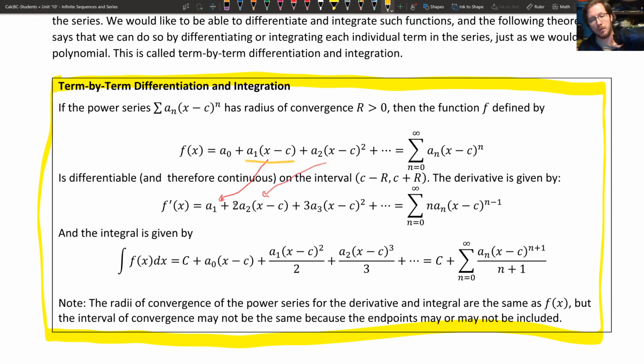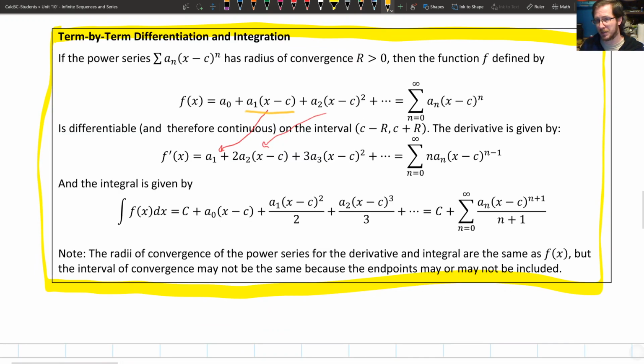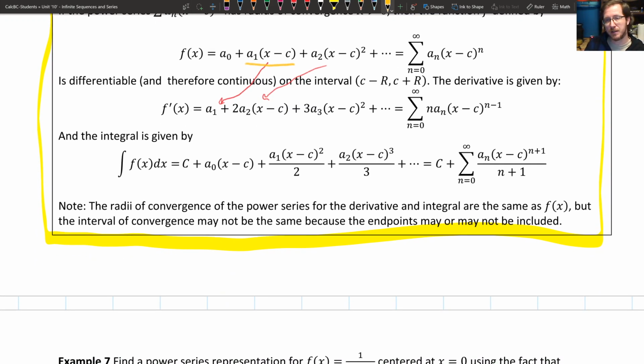Note the radii of convergence of the power series for the derivative and integral are the same as f of x, but the interval of convergence may not be the same because the endpoints may or may not be included. Also notice on the right side of each of those equations that the rule in the case of the derivative is just the derivative of that, and the integral again is just the integral of that rule inside of that sigma.